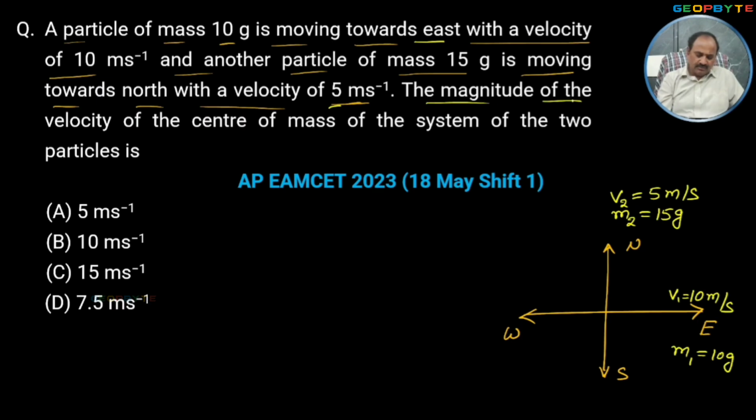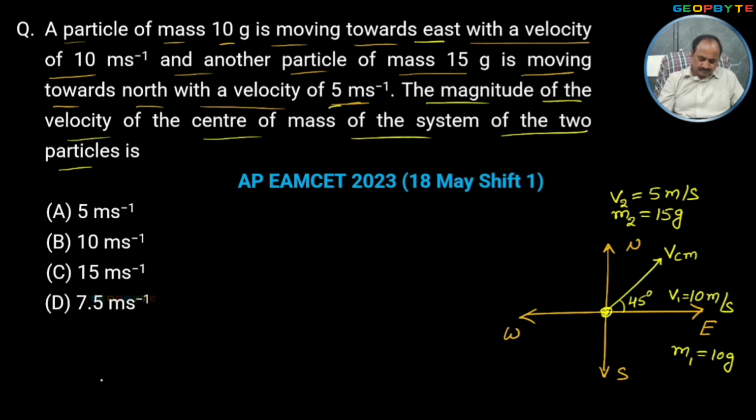The magnitude of the velocity of the center of mass of the system of the two particles is asked. The center of mass may be moving in this particular direction at an angle of 45 degrees. Then what is the velocity of the center of mass? Okay, that is the question.